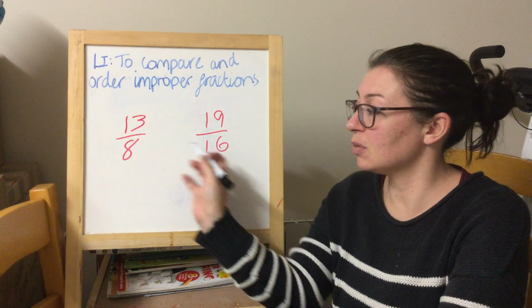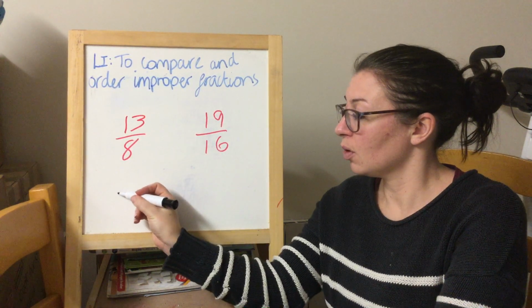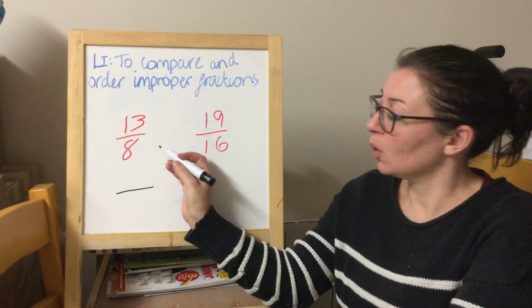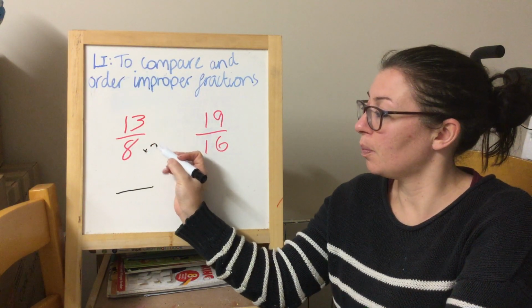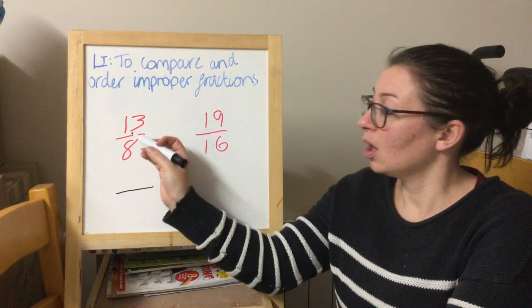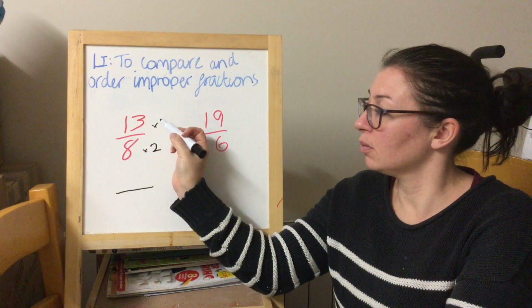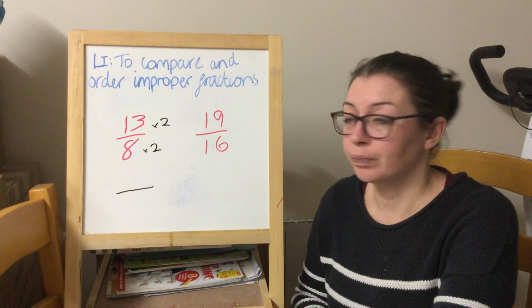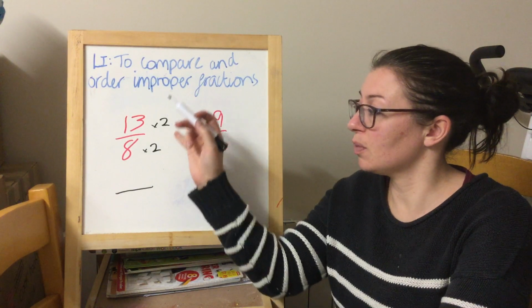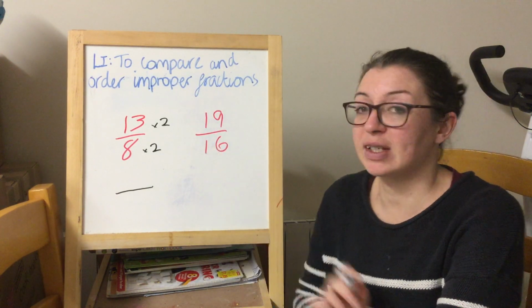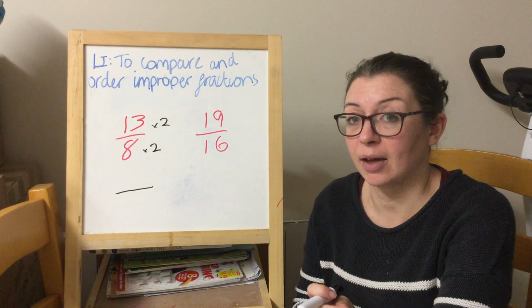Okay, so they have the same denominator. So to do that, we need to times this one by 2. And we need to do the same to our top one. So we're doing the same to the bottom and the top to make it over 16, just so it's easy to compare.